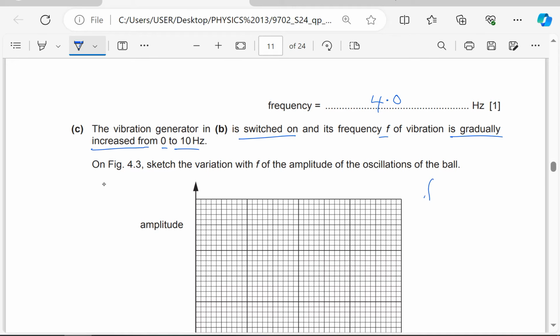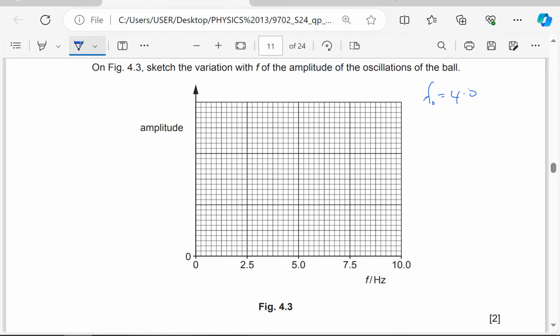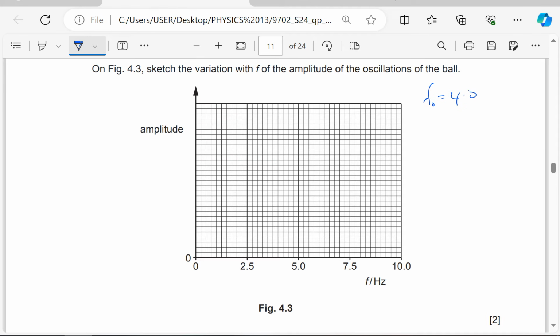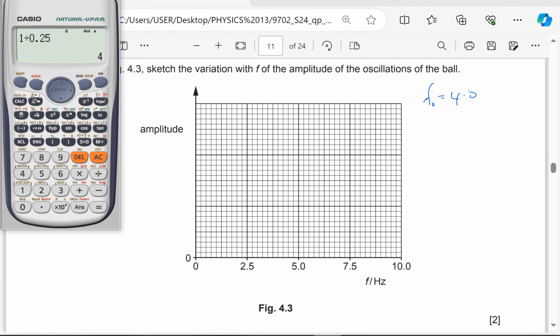The natural frequency, which we are now going to call the resonant frequency, because resonance occurs when the frequency of the vibrator is equal to the natural frequency of the ball. So f naught, or the resonant frequency, should be 4.0. So it means the amplitude is going to be maximum at 4.0. Let's look for the scale here. I'm looking for 4.0. The scale is 2.5 divided by 10 small squares, so each small square is a quarter.